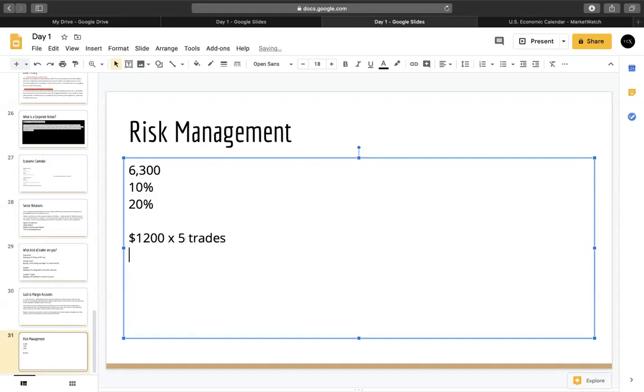Now let's say 2 of these trades are 100% profit and 3 trades are at a 20% stop loss hit. What is the total profit?